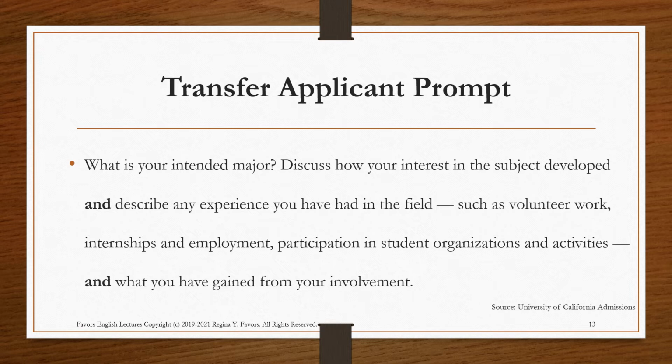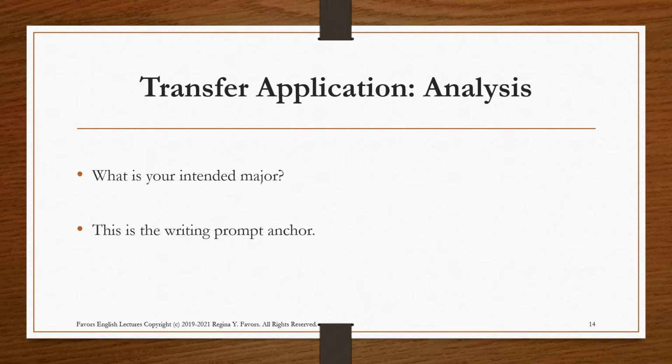And so you see here we have two coordinating conjunctions, the same one, of course, within the applicant prompt, and here. And what that suggests to you is that it requires you to do two things. It requires you to discuss, and it requires you to describe. And then it also requires you to tell us what you have gained from your involvement. So we're going to get into a bit of an analysis of this prompt. So let's look at the analysis.